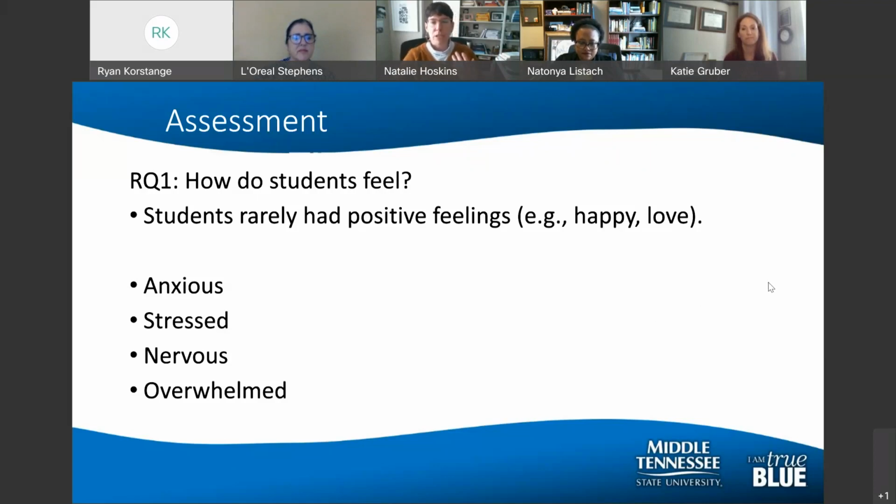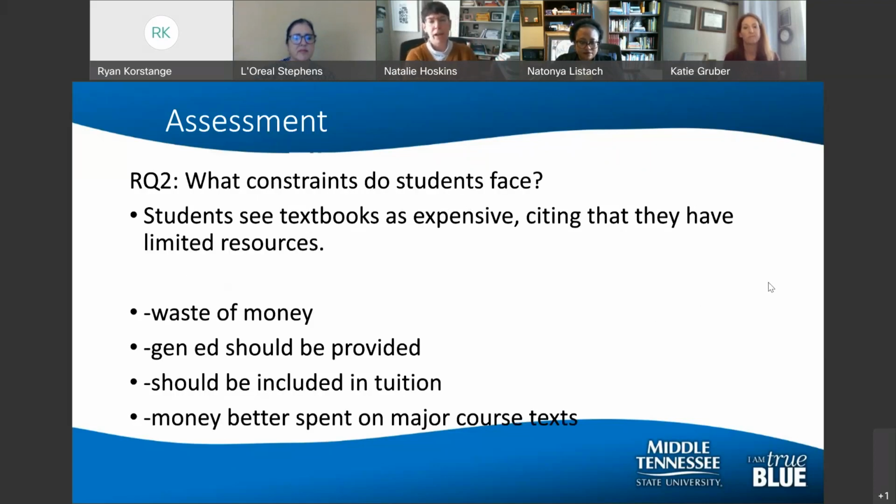So in response to research question number 2, what constraints do students face? Certainly there were constraints, and the biggest constraint was financial, which I focused on here, but I did want to share that other constraints were listed as not having the time, seller difficulties like booksellers, or shipment delays. So there were certainly other constraints involved, but we saw prevalent in the data that financial constraints were the number one problem.